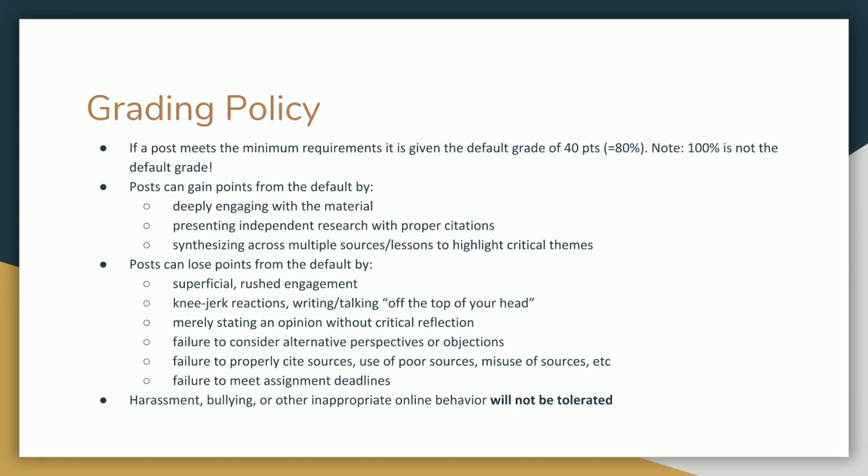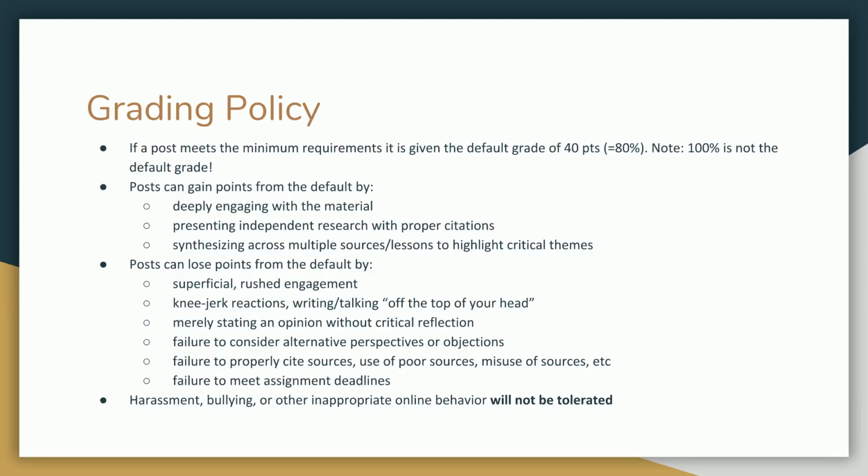So what do I mean by B? I mean that your post will earn 40 out of 50 points. Earlier I said that your post should be about 450 words. 450-word posts will earn between 40 and 45 points. If you want to earn 50 points, you're going to have to do more than that minimal post requirement. 50-point posts are over 500 words. They engage with more than one of the sources. They do independent research. They're synthesizing across sources and across lessons. That's what a 50-point post is doing.